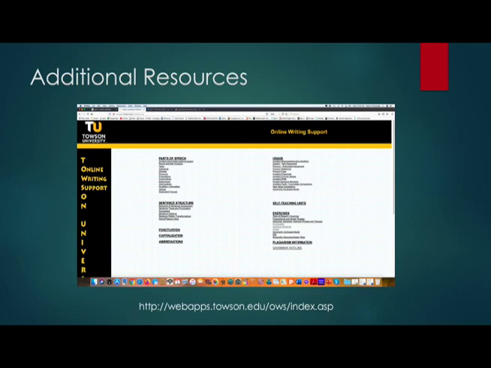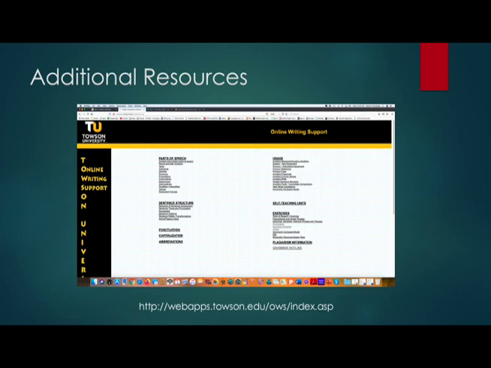All right, let me just point out some additional resources for you. You'll see the URL at the bottom of the page here, webapps.towson.edu. You can also access this page by just going to the basic Towson web address, which is www.towson.edu. Type a / and the letters OWS for online writing support, and that will bring you to that screen.